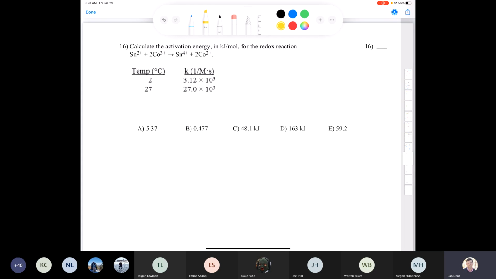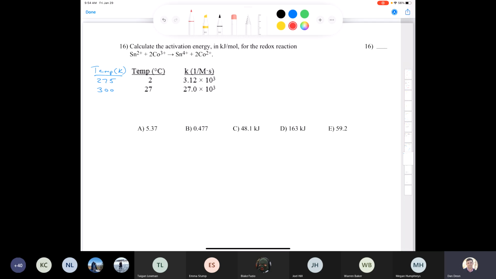Well, I'm going to go ahead and convert these temperatures into Kelvin because temperatures in degrees Celsius don't really help us a whole lot in any of the formulas that we use. 2 plus 273 gives me 275 Kelvin, and 27 plus 273 gives me 300 Kelvin. So those are the respective temperatures, and I want to calculate the activation energy.